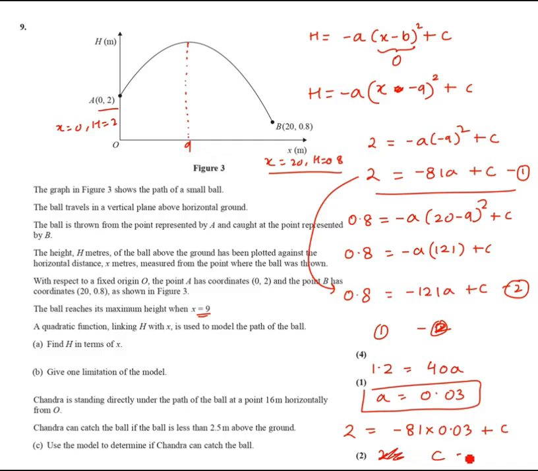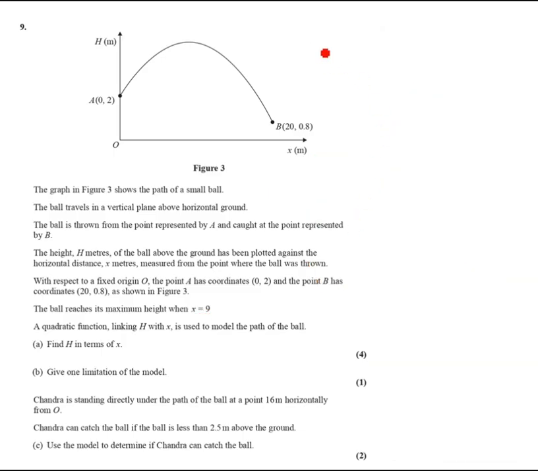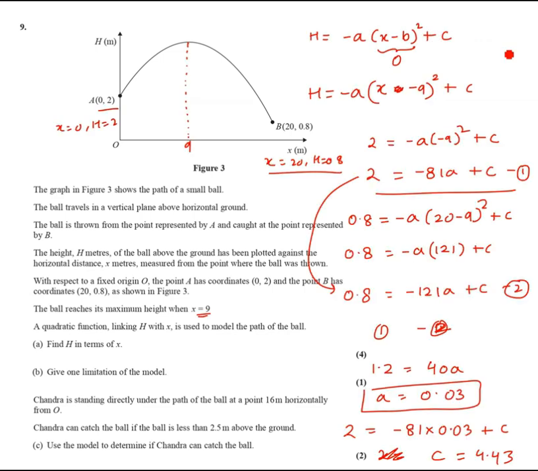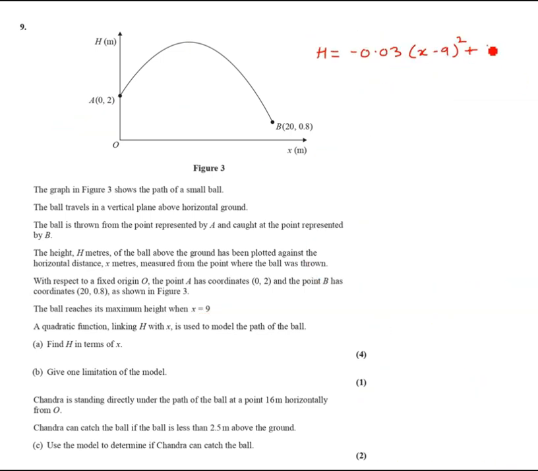So C from here comes out as 4.43. Okay, so let's write down the equation again. H equals minus 0.03, so that's A, times (x minus 9) whole square plus 4.43. So this form is quite useful because you can see that the maximum height, if they have asked to find the maximum height, then the maximum height will be 4.43. And yep, so that's the answer to part A.